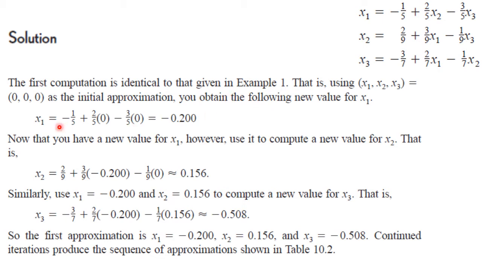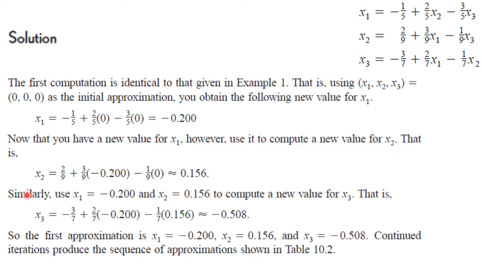So what is the new value? Again, we had x2 and we had x3, so we use the same initial values. So that is minus point. Now students, we have a new value of x1. See, we have a new value of x1, so it's written here. However, use it to compute a new value for x2.